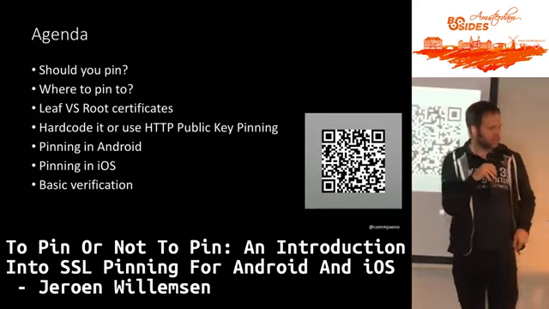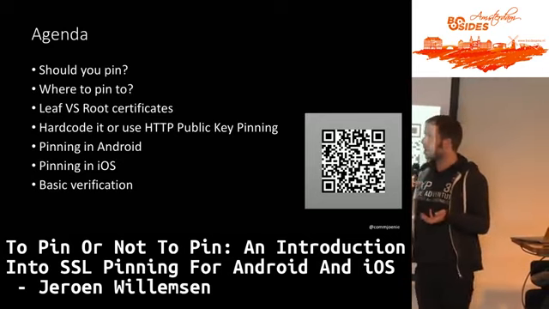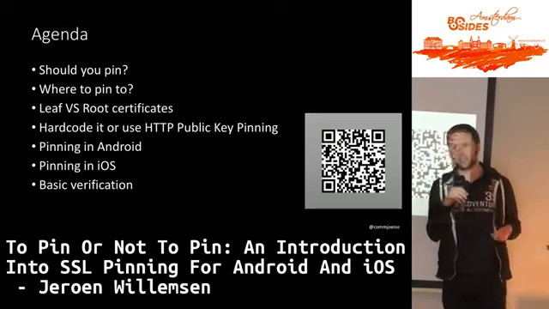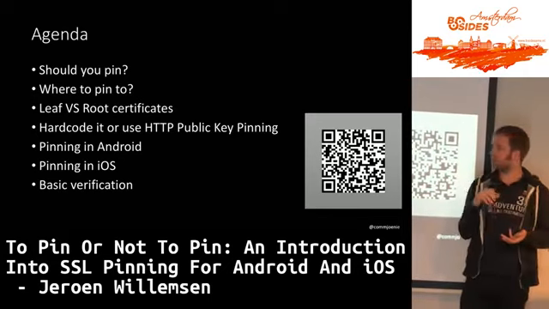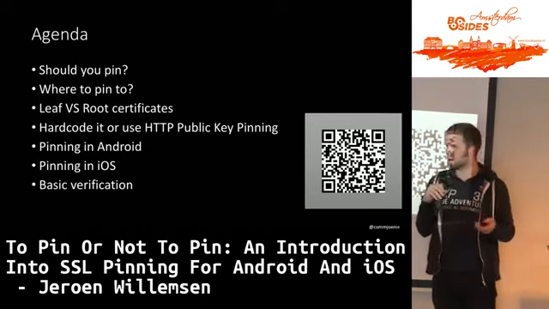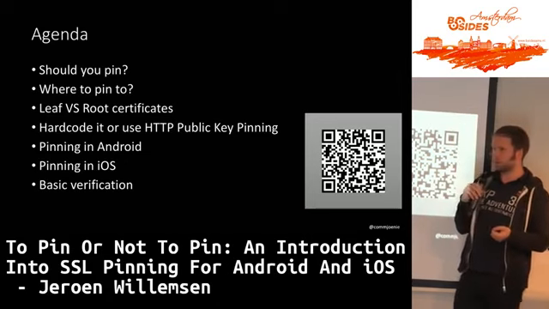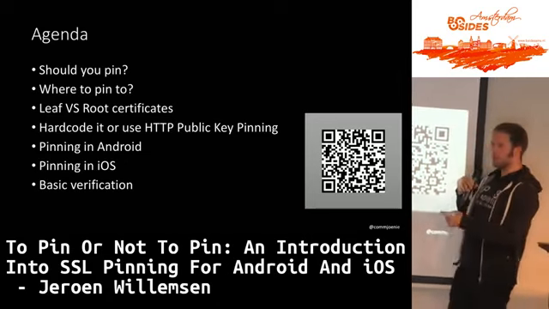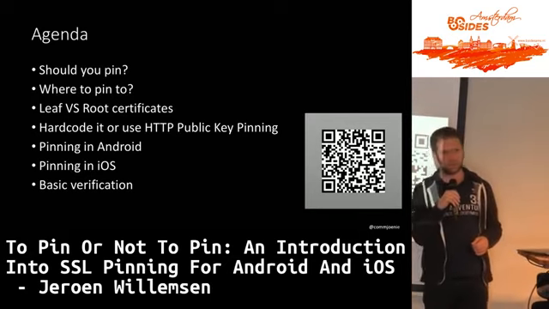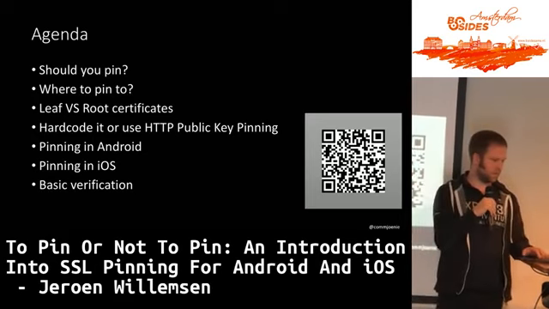So we have a pretty filled agenda here. First of all, I want to talk about, well, should you pin at all? And if so, where should you pin to? Then we want to have the obvious discussion of leaf versus root certificates, whether you should hardcode it or use HTTP public key pinning. Then we're going to talk a bit more about the technical details for iOS and Android, and then some basic verification. There's a handout which you can download at the B-Sides website, which basically gives all the technical details as well, so you can actually use that.